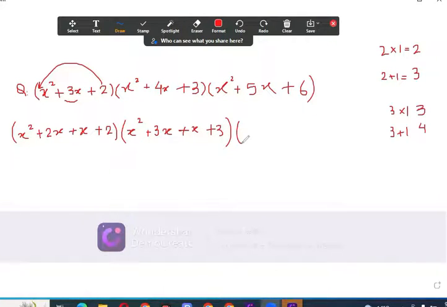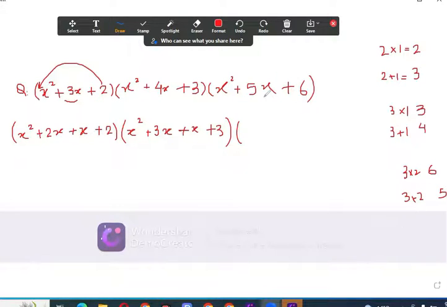Again on this expression, when you multiply 6 with 1 you will get 6, and the midterm is 5. So you have to choose two factors that, when you multiply them, you will get 6, and when you add or subtract you will get 5. Actually here you can also choose 3 and 2. So I'm going to take 3 and 2. When you multiply 3 and 2 you will get 6, and when you add 3 and 2 you will get 5, the midterm.